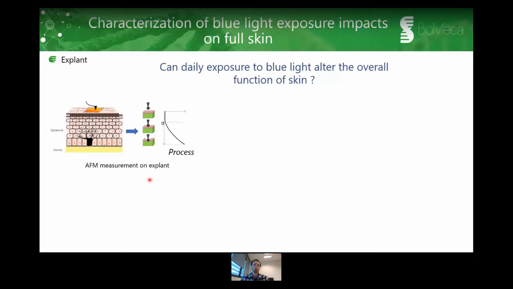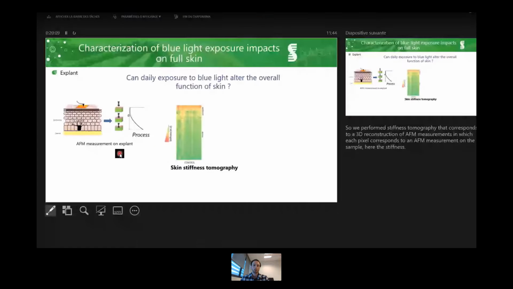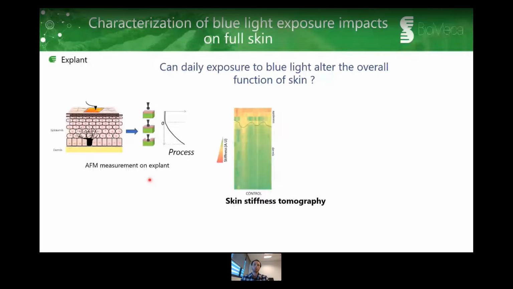And we performed force volume measurements, and we generated stiffness tomography that corresponds to a 3D reconstruction of AFM measurements in which each pixel corresponds to an AFM measurement on the sample. And here we have measured the stiffness. So as you can see, the pattern of skin stiffness is different before and after blue light exposure.